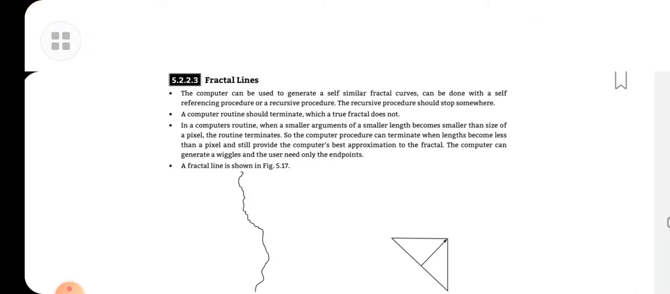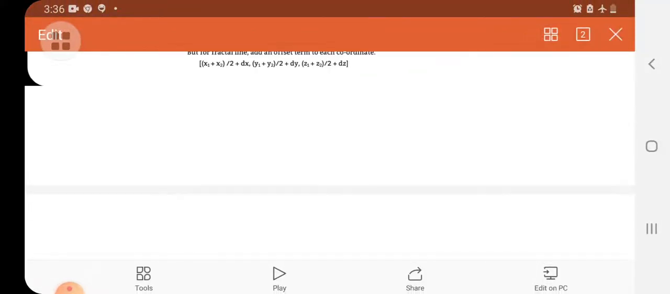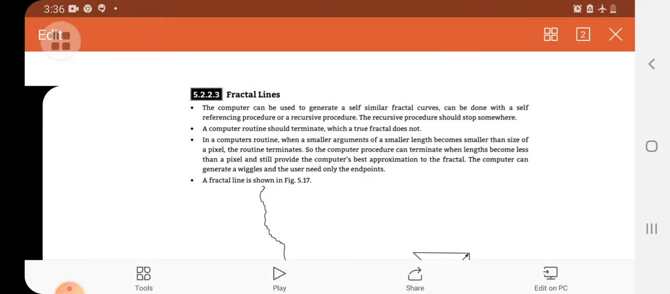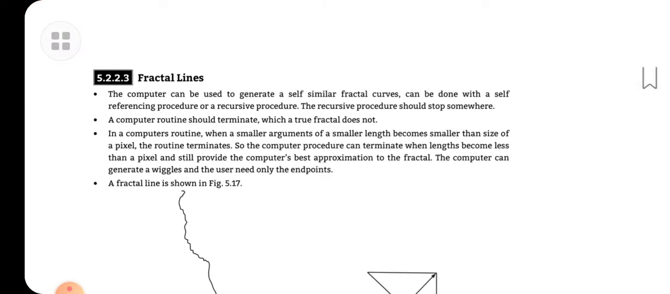In the previous video, we taught the Bezier curve and the B-spline curve. In this video, we will learn about fractal lines and then fractal surfaces. The computer can be used to generate a self-similar fractal curve with a self-referencing or recursive procedure. The recursive procedure should stop somewhere and a computer routine should terminate, which a true fractal does not.